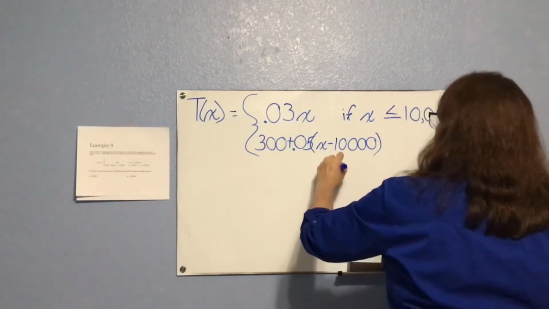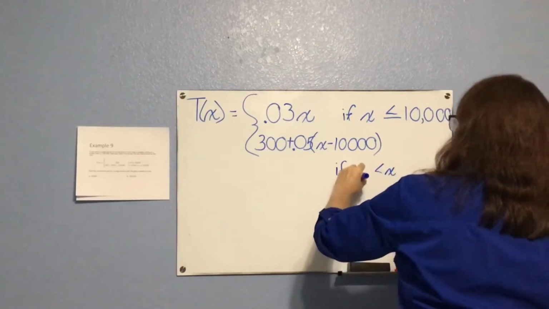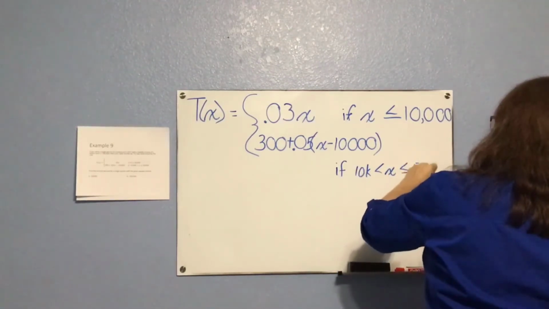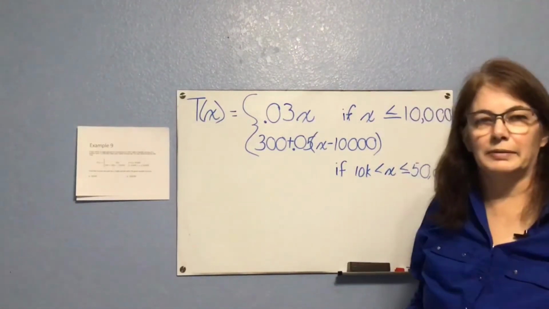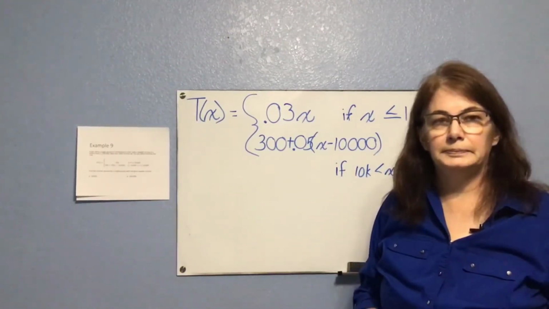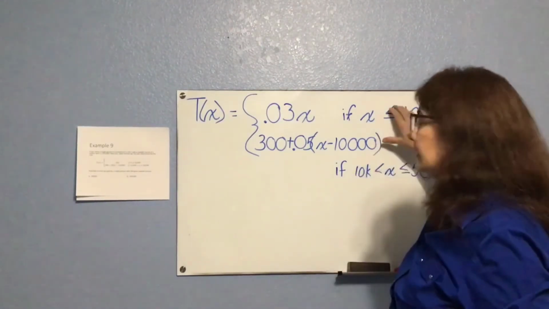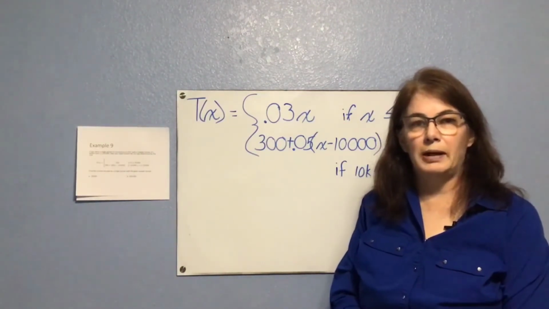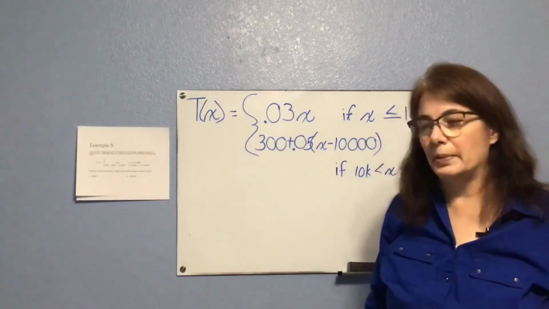Okay, so I have to write this if x is greater than 10,000 and less than or equal to 50,000. Okay, and I have to assume that if my income is greater than 50,000, I've got some other rule that's not described here. When we're working with a piecewise function, we first have to look at this part and decide which part of the function rule we need to apply. And then we look at the beginning part and apply the correct rule.